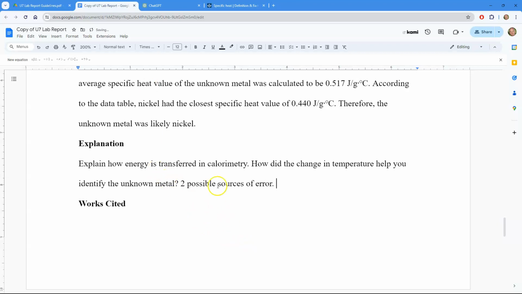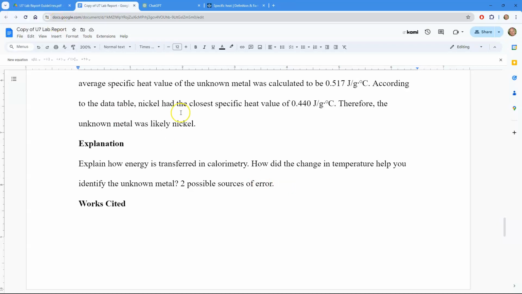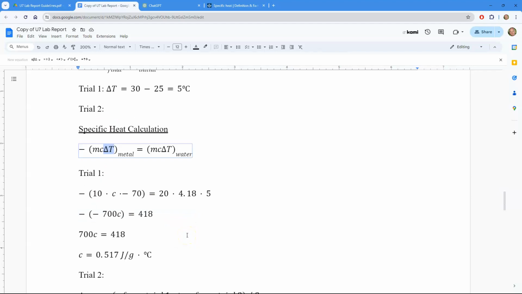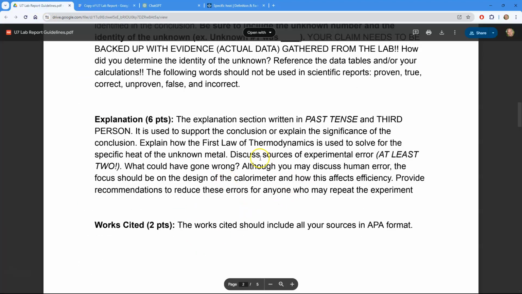Now these should have actually happened in the lab. I'm not looking for crazy things that are a bit of a stretch, like some of the things ChatGPT mentioned. I want you to think about what happened in the lab. What were possible sources of error? Remember that temperature change. That temperature change is really the most important part of this lab. So what could have affected the change in temperature and given you inaccurate readings?